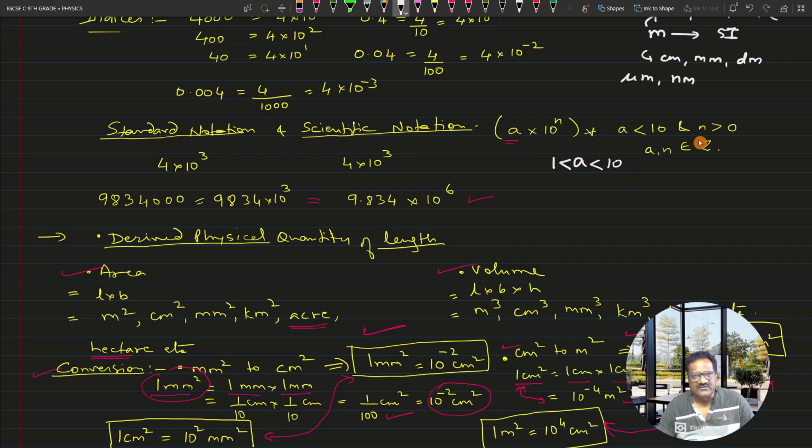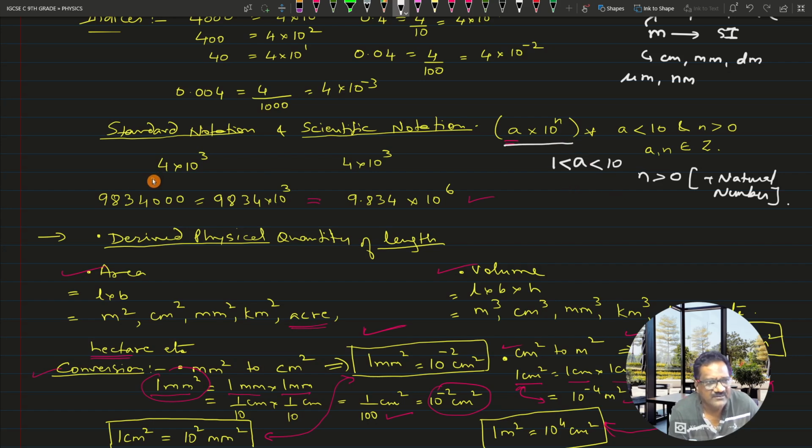And this n should be a positive natural number, that is n should be greater than 0, or you can say it should be a positive natural number. Of course natural numbers are positive only, so you can write that n is a natural number. Now if any number is expressed in this form such that a is between 1 and 10 and n is a natural number, then this number is said to be in scientific notation form.